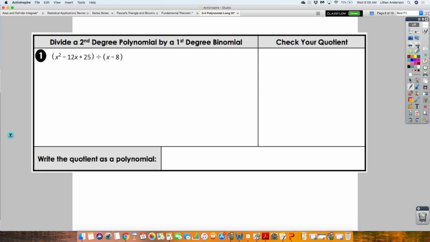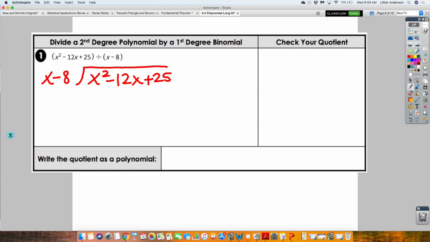So let's divide. All right. I have x squared minus 12x plus 25 divided by x minus 8. What is my dividend? Very good. The x squared minus 12x plus 25. Remember, the dividend is the part that goes underneath the division symbol. What's my divisor? X minus 8. Okay?